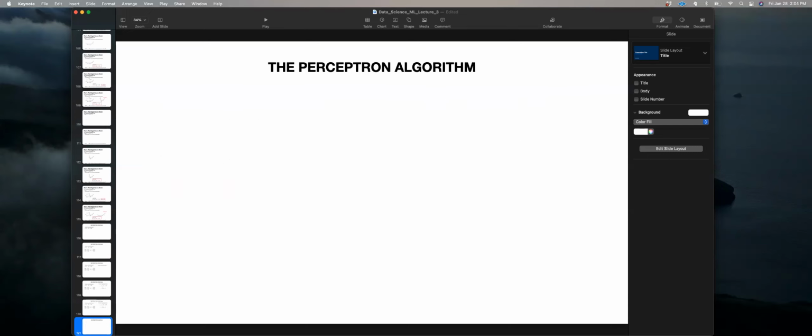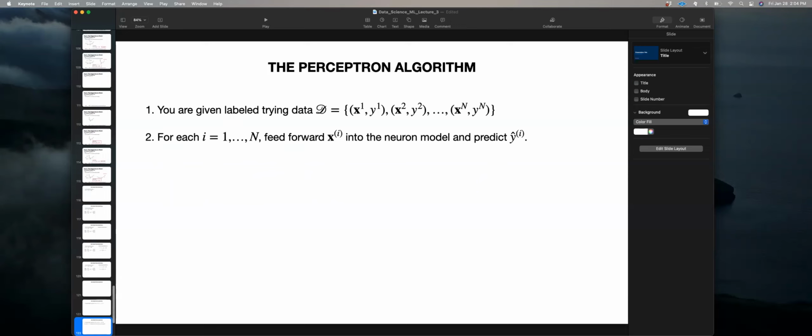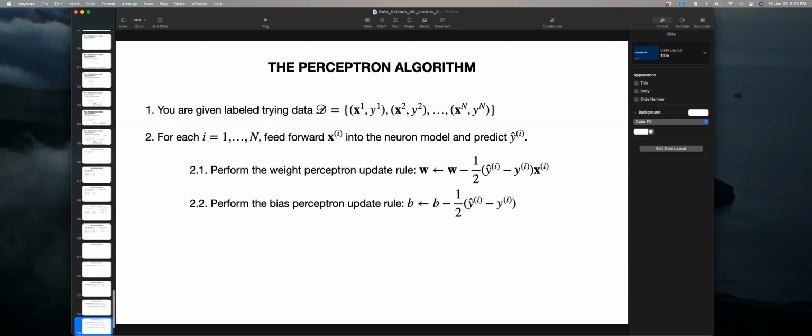Okay, so now we should talk about how to implement this. So we're given n points of labeled data, so features and labels for each of those features. For each i, 1 to n, so for each of these values in here, feed forward the feature vector into the perceptron, the single neuron model, and get a predicted y value. And once you have that predicted y value, perform the weight perceptron update rule. So that's this rule here. And then update your bias with that rule.